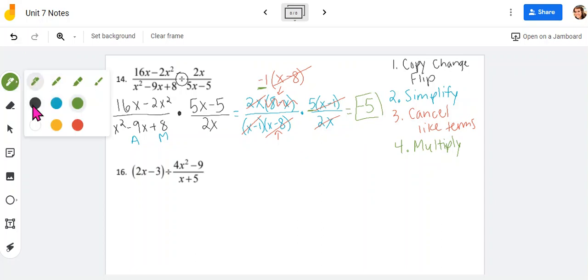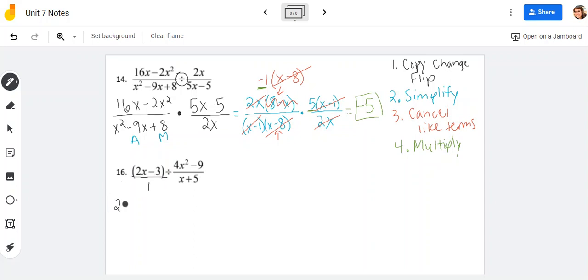All right, trying one last example together. I'm going to copy, change, flip. This first one, though, is not a fraction, which looks kind of confusing to me. But remember, we can write anything as a fraction by dividing it by 1. Because if you divide anything by 1, it doesn't change the value.